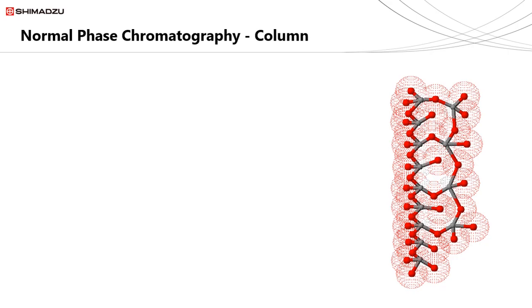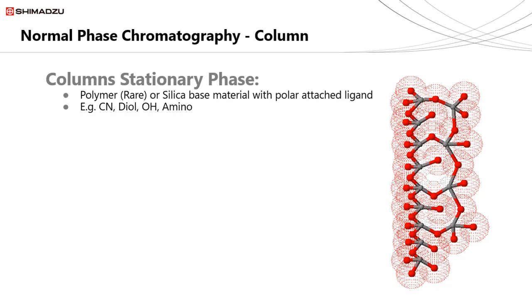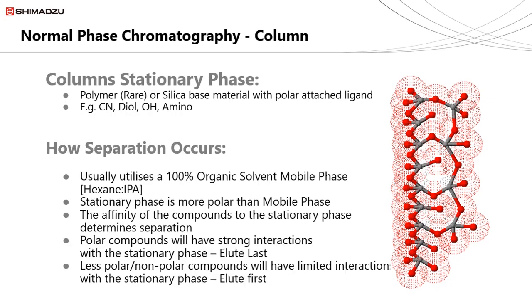Normal phase chromatography is the oldest type of liquid chromatography still used today. Using a mostly silica-based stationary phase, the technique has fully organic solvent mobile phases and polar stationary phases. Compound separation is directed by the polar affinities between compounds and stationary phase.